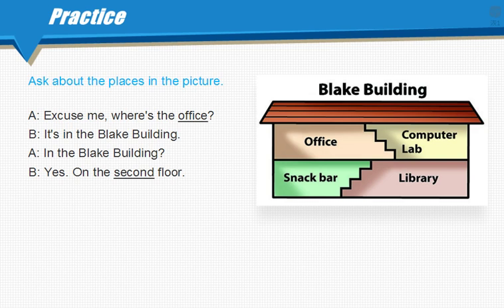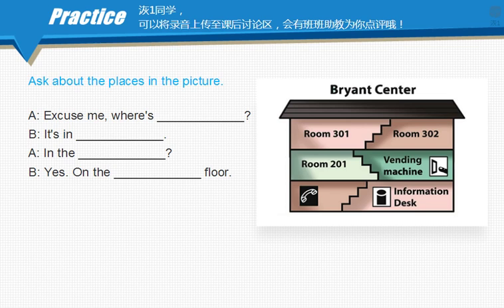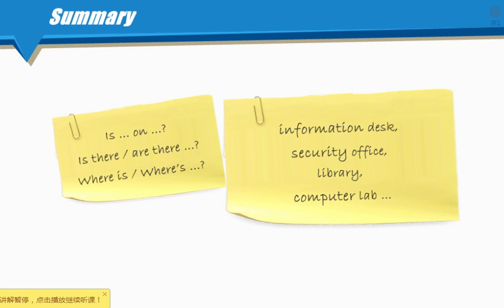They just did a very good job, you see? 他们刚才说的非常棒。那现在呢？哎，我们要换一栋楼了。How about the Bryan Center? 我们来 Bryan Center 吧。这里面呢有三层楼，而且有更多的房间了。So ask about the places in the picture. 自己来自编自导，展现这个情景吧。It's your turn. And that's lesson 4.